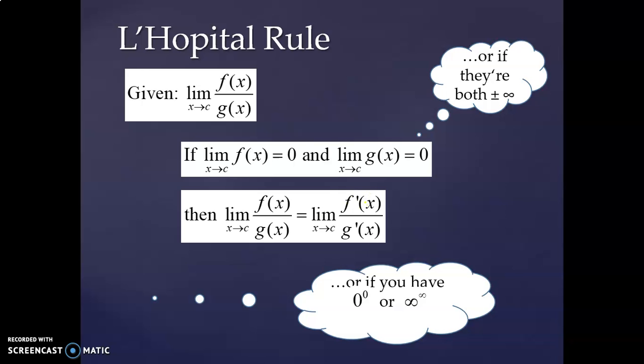Note, this is not the quotient rule, because the quotient rule has a much different formula, and the quotient rule doesn't have to do with limits. The quotient rule has to do with taking derivatives. This also works if the top and the bottom are both infinity.